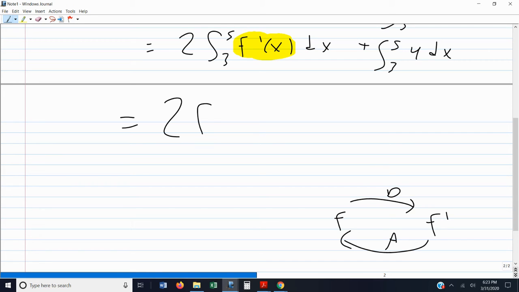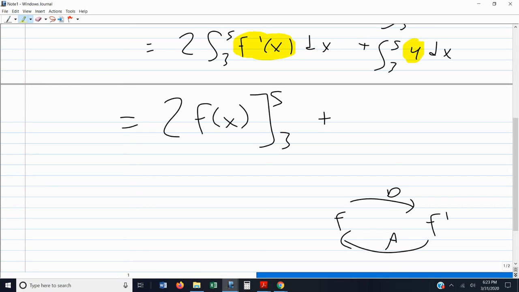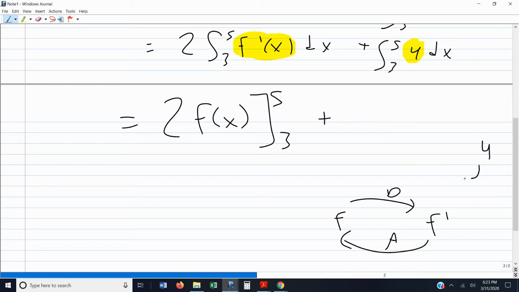So we would have f of x, and then remember the integral sign goes away, the dx goes away, and we have our bracket 3 to 5. And we have a plus sign. We're trying to figure out the antiderivative of 4. The antiderivative of 4 is 4x because the derivative of 4x is 4. So that antiderivative is 4x. Integral sign goes away, dx goes away, and we have our bracket from 3 to 5.